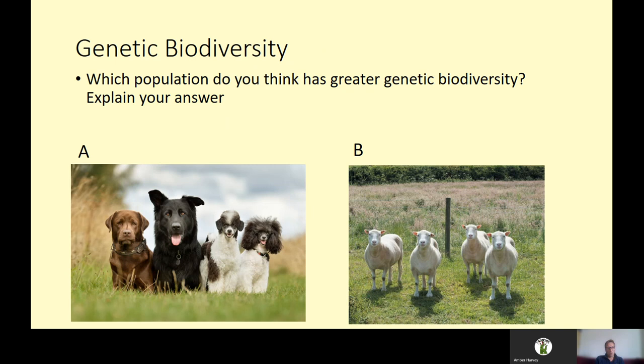Genetic biodiversity. Which population has greater genetic biodiversity? Again, write down your answer if you're watching, and give an explanation. We're looking at some dogs and some sheep. It should be fairly clear that the genetic biodiversity is greater in picture A. They're all the species of dog, but there is variation within that species. With B, they're all pretty much identical. They're not clones, but there's not very much variation between those sheep.